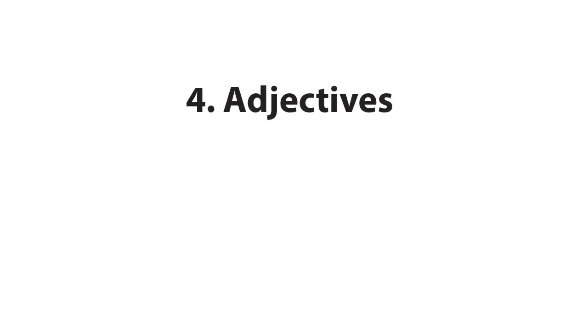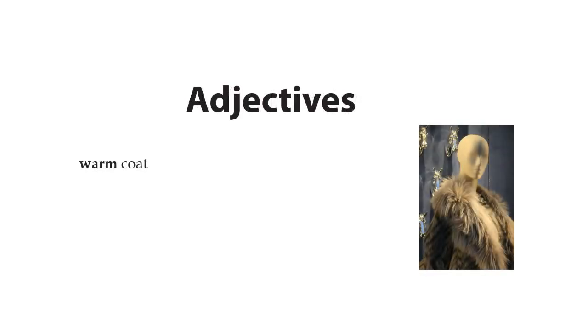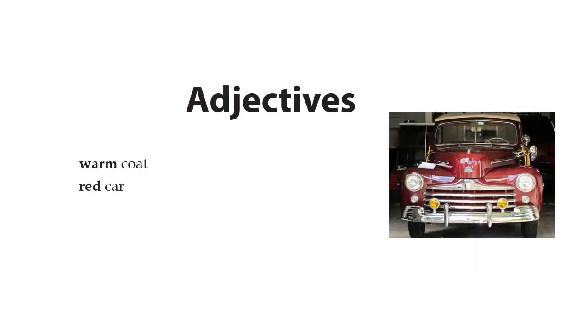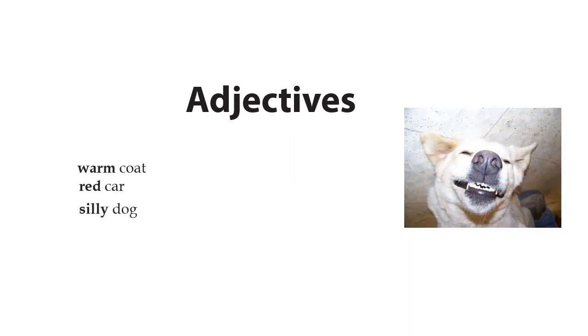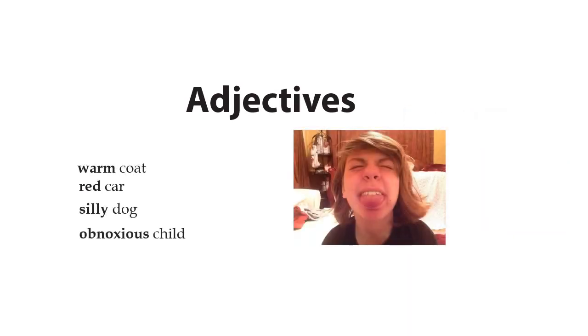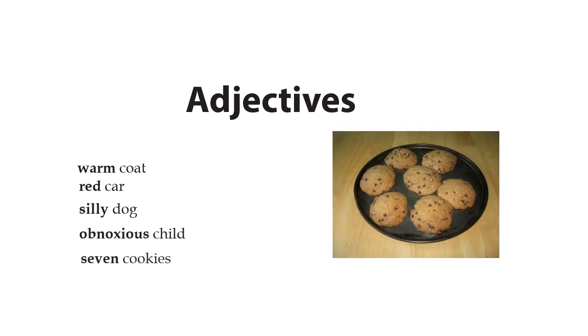Number 4, adjectives. Adjectives describe or modify nouns. If you think of a car that's been modified, it's been enhanced somehow, and that's what an adjective does to a noun. It modifies it. So it's not just a coat, it's the warm coat. It's the red car, the silly dog, obnoxious child. These are adjectives. And numbers, 7 cookies. It describes how many cookies.